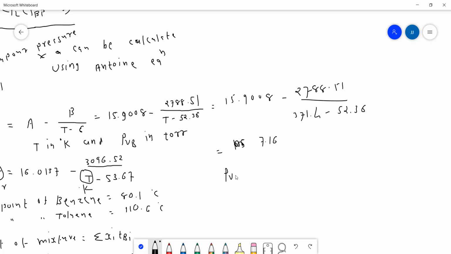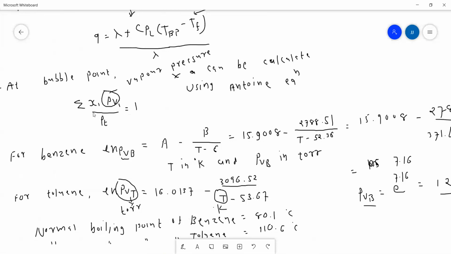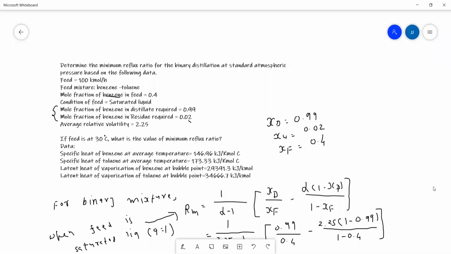Now PVB, the vapor pressure of benzene, is equal to exponential 7.16, which is equal to 1287 torr. Now we have to check this condition, whether the summation of xi pvi divided by pt is equal to 1 or not. So pt is atmospheric pressure, already mentioned in the problem statement, standard atmosphere.